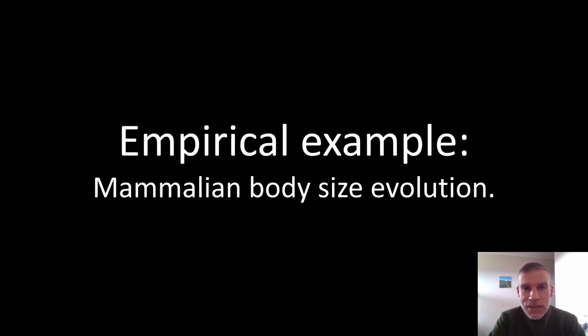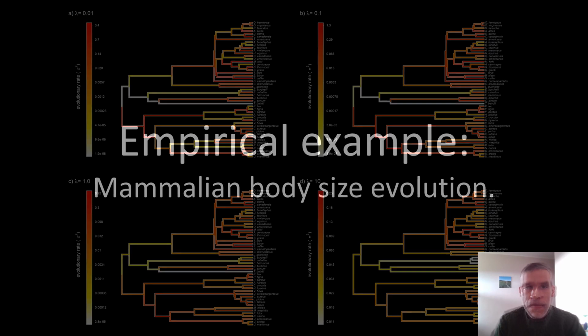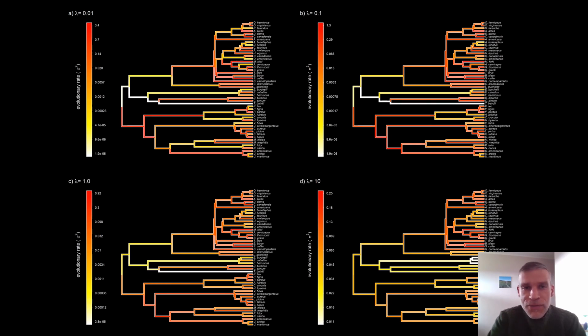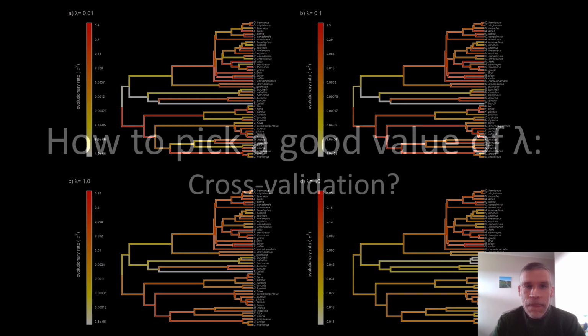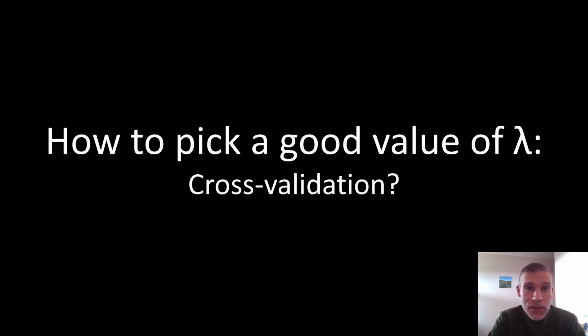In addition to this simulation analysis, I also applied the method to some empirical data, actually a very old data set and tree from mammalian body size evolution from Garland et al. 1992. When I do this across 4 different values of lambda, we see some commonalities in the pattern of rate variation among edges across these various smoothing coefficient values, but there's also some important differences as well, which naturally leads to the important question of how do we pick a good value of lambda?